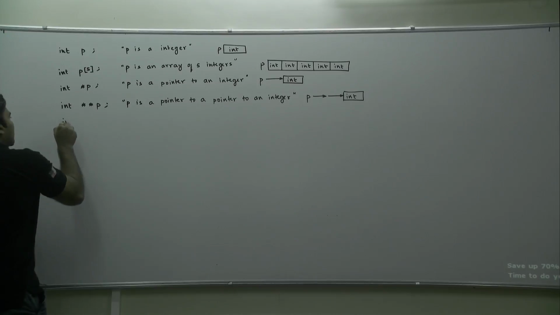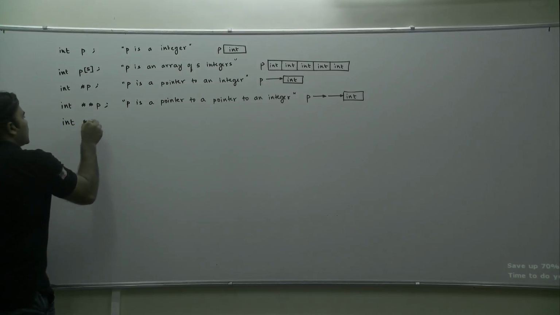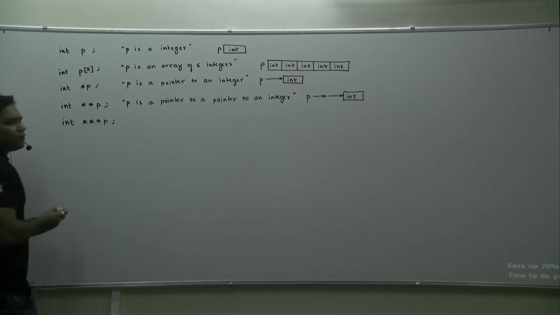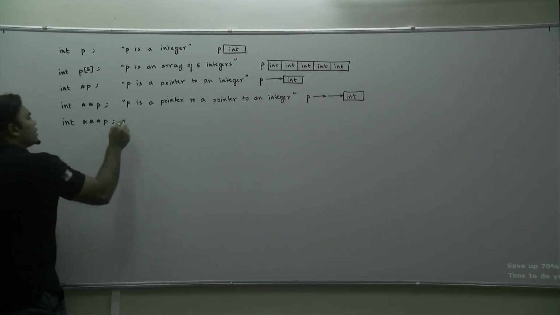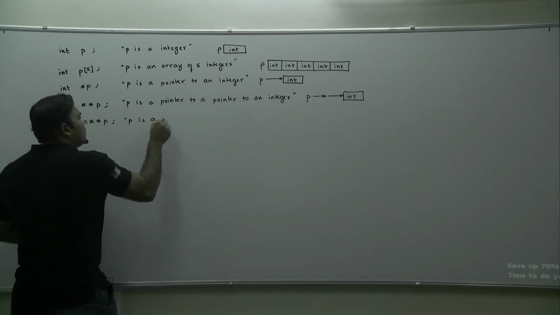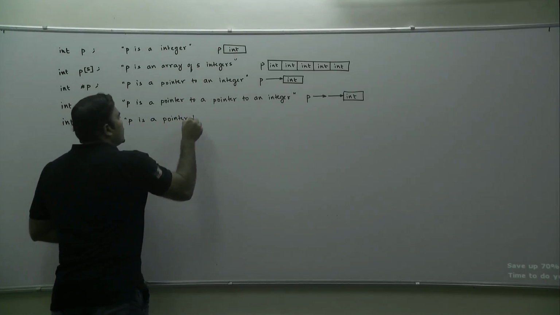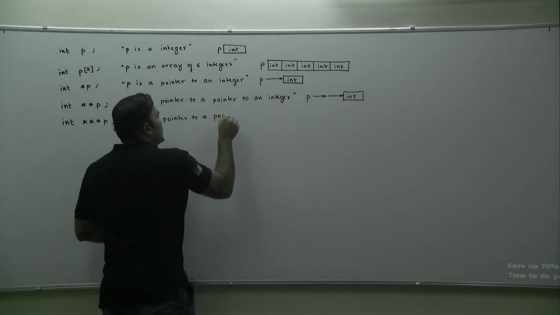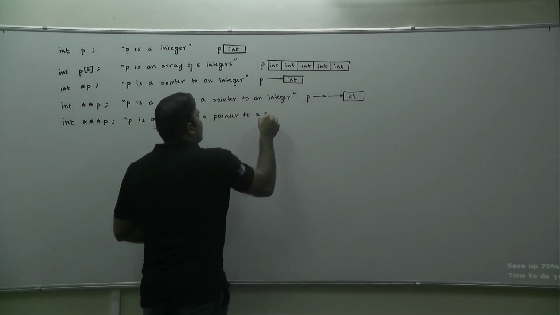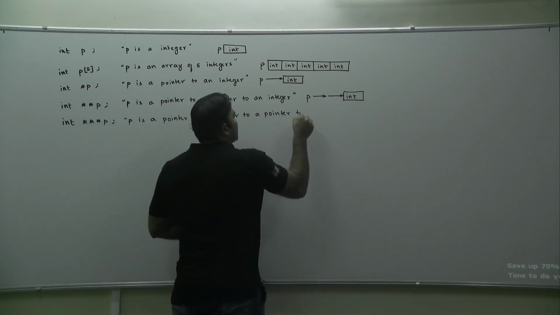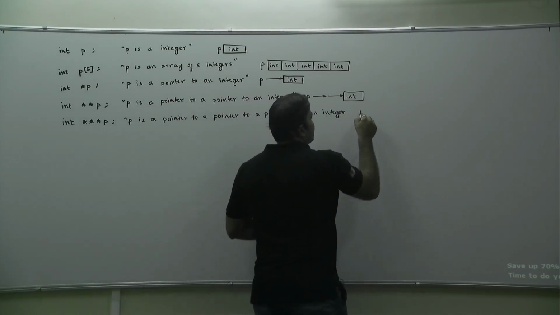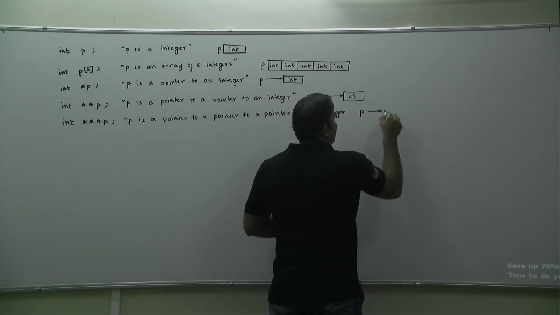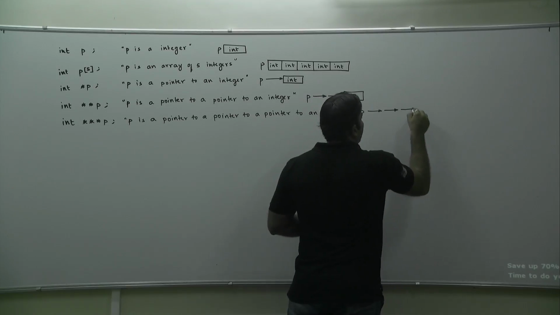Similarly, sometimes we use int star star star p. I think by now all of you know. P is a pointer to a pointer to a pointer to an integer. That is the way it is. P is a pointer to a pointer to a pointer to an integer. That is what it means. In other words, pictorially like this: p is a pointer to a pointer to a pointer to an integer. This is what it means.